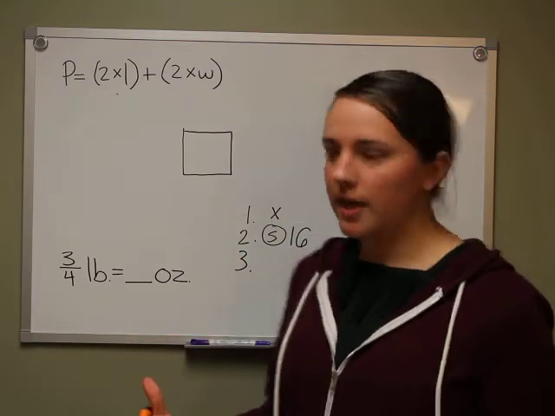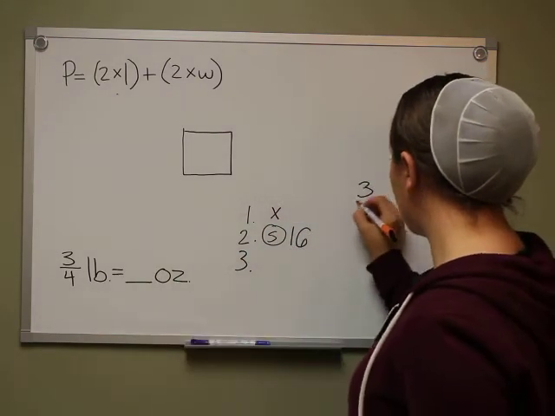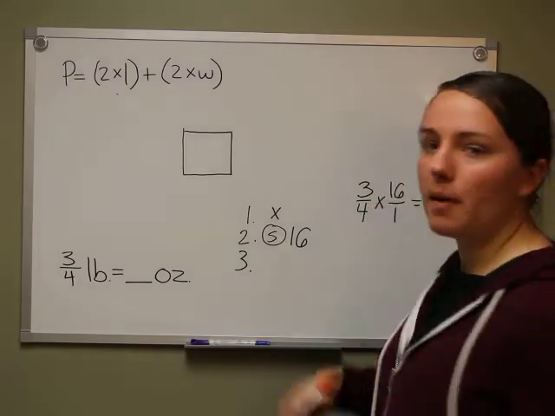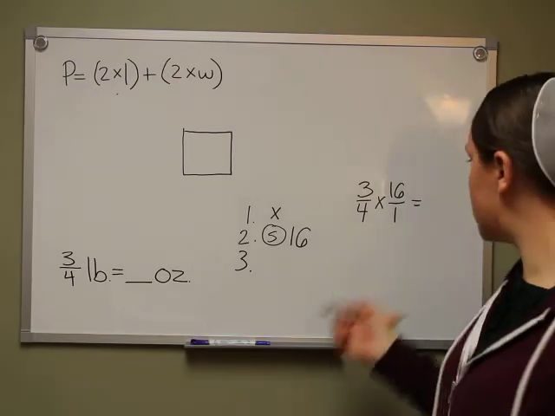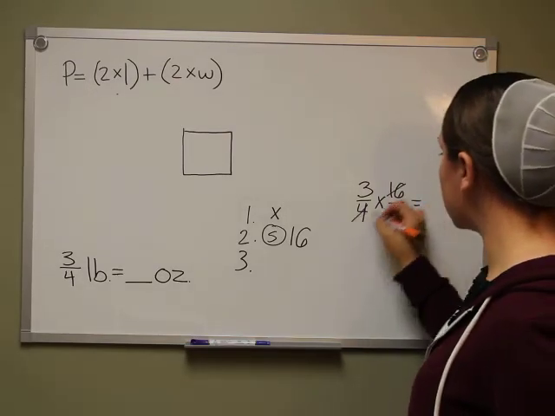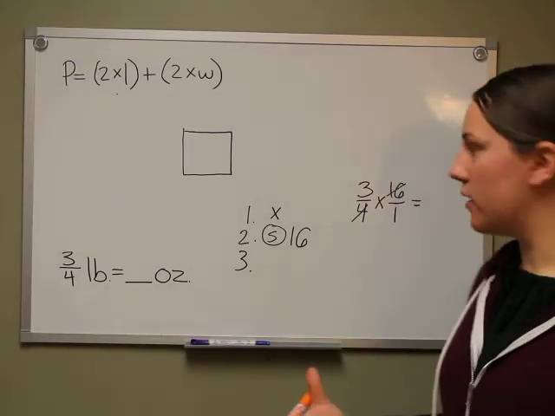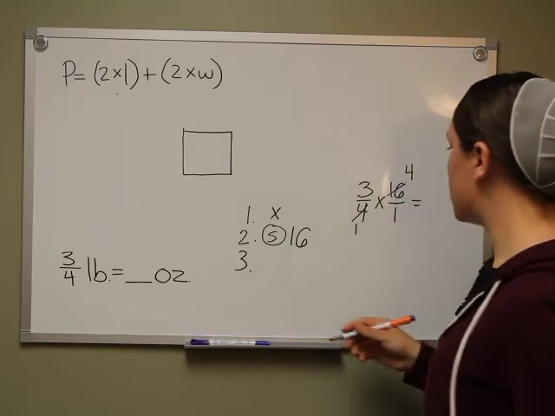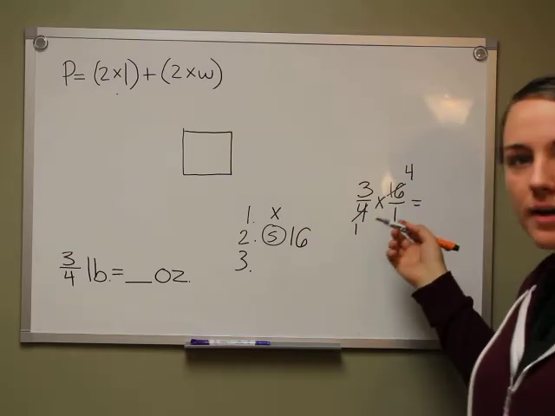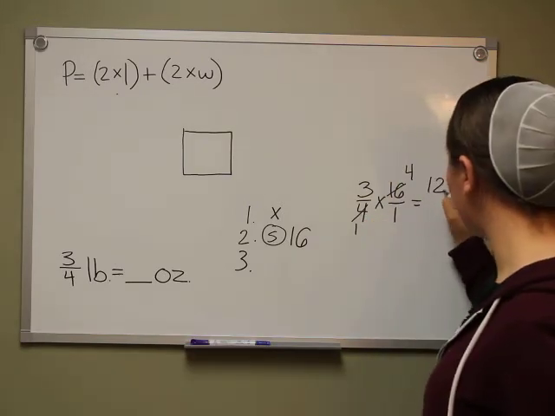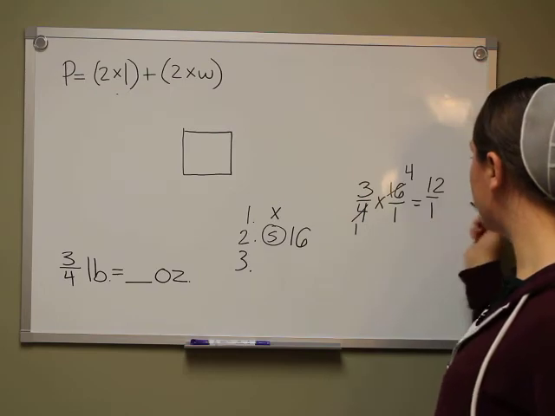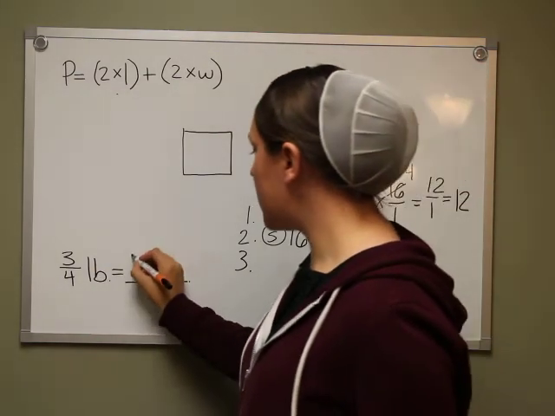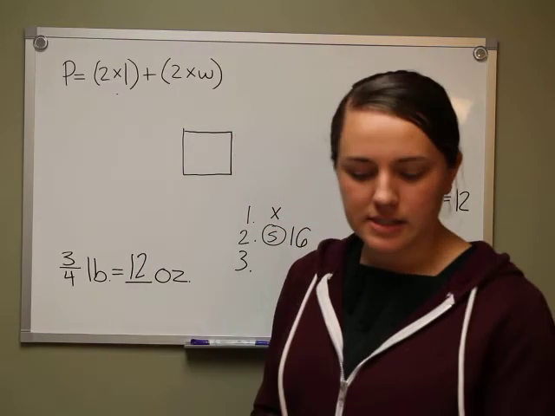So to find our answer here, we're going to go 3/4 times 16 over 1. And remember, if you can, cancel first. So we can cancel the 4, the 16, and the 4 using a 4. 4 goes into 4 one time. 4 goes into 16 4 times. We have 3 times 4. 3 times 4 is 12 over 1. And we can make this a whole number. So we have 3/4 pounds equals 12 ounces.